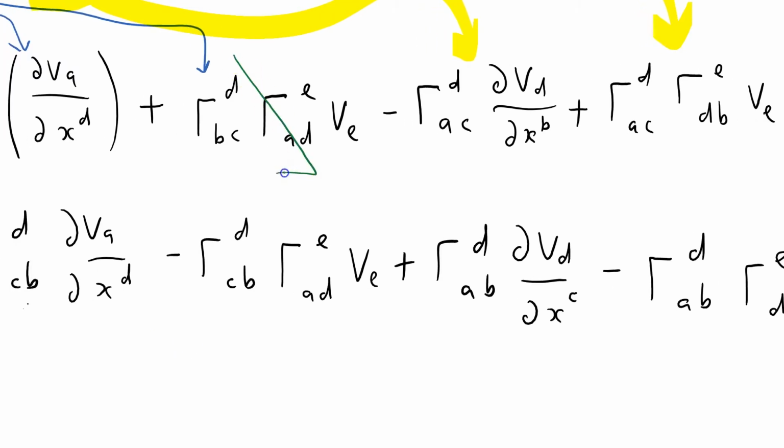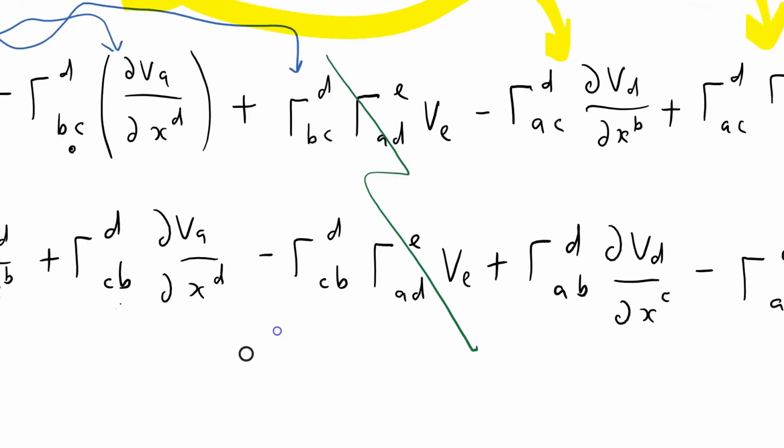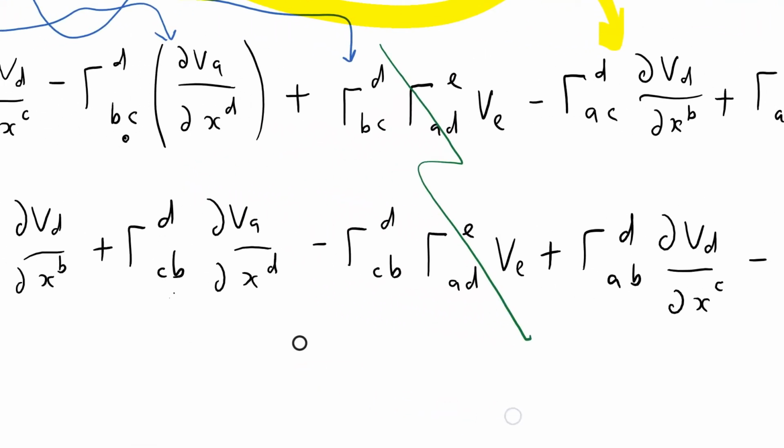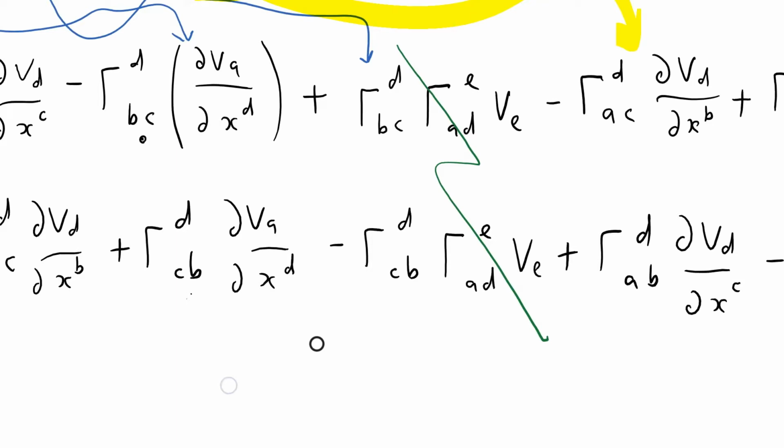These two terms cancel. That's nice. Those two terms cancel there. What I suspect is going to happen is that that's summed over D and that's summed over D. Right, okay.